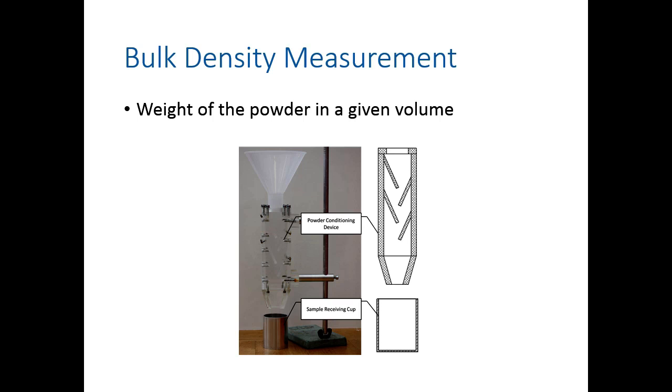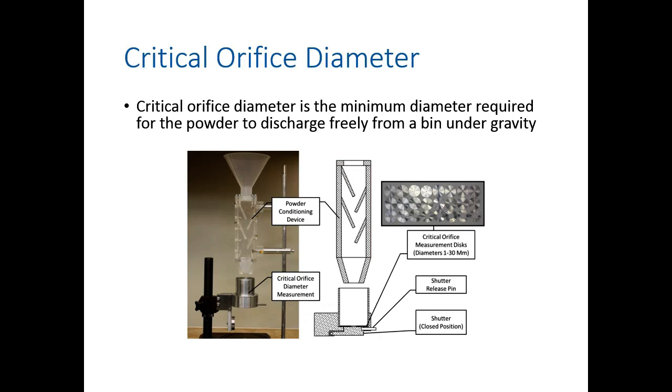So the experiment included a cup with a given volume, and we used the powder conditioning device to fill the cup and measure the weight of the full cup in order to identify the bulk density of the powder. The next technique that we used to identify the flow behavior of the powder was the critical orifice diameter.